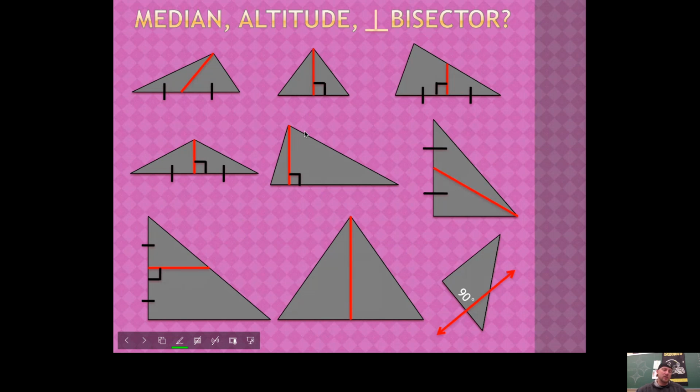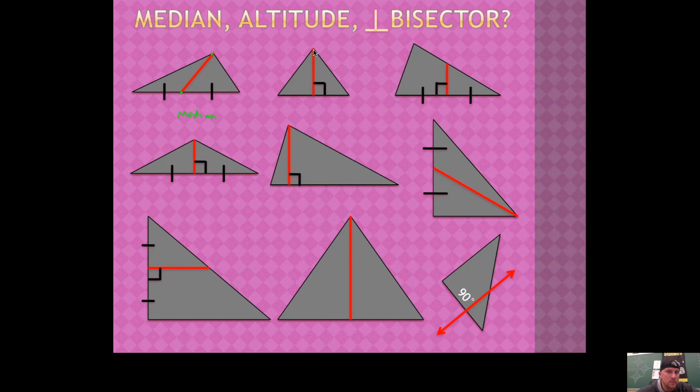This is what the assignment is going to look like from this section. They're going to give you a triangle with a highlighted segment, and you have to decide, is that red segment a median, an altitude, or a perpendicular bisector? Okay, and this first one, the red segment touches a vertex, and it also touches this point down here, and this point is a midpoint because these are the same. What touches a vertex and a midpoint? That's a median.